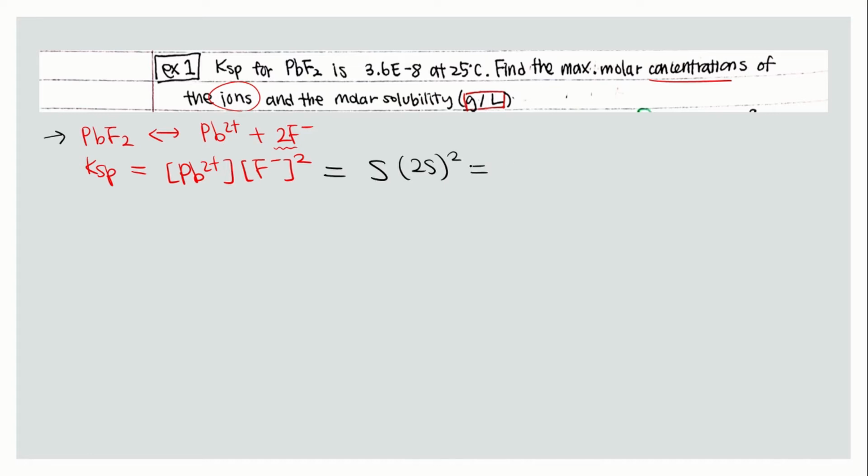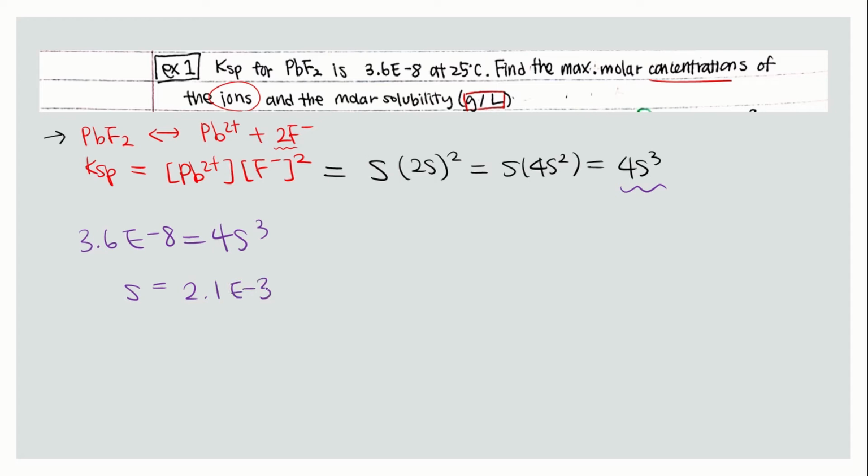So this will equal S times 4S squared, which is 4S cubed. Then we know the value for Ksp, which is 3.6 E -8, and that will equal 4S cubed. Now you solve for S, which is 2.1 E -3, and now we know the concentration of each ion, which is the first part of the question.